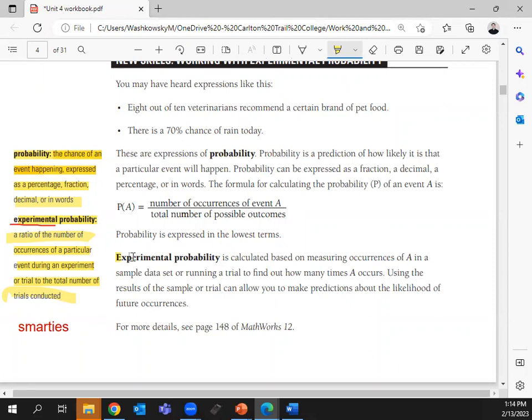So experimental probability, we do a calculation. Now they use fancy words here, right? The occurrences of A. You could put whatever you want in A. We're going to put pink Smarties. The occurrences of pink Smarties in a data set. We have our data set, and we ran a trial to figure out how many times we get pink Smarties. We ran a set to figure that out, right? And so then, when we did that, we can use those results to make predictions about the chance of future occurrences, right? We guessed how many we'd get in the next box.